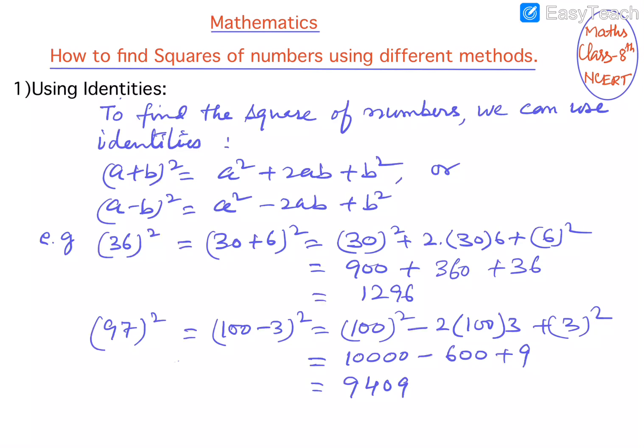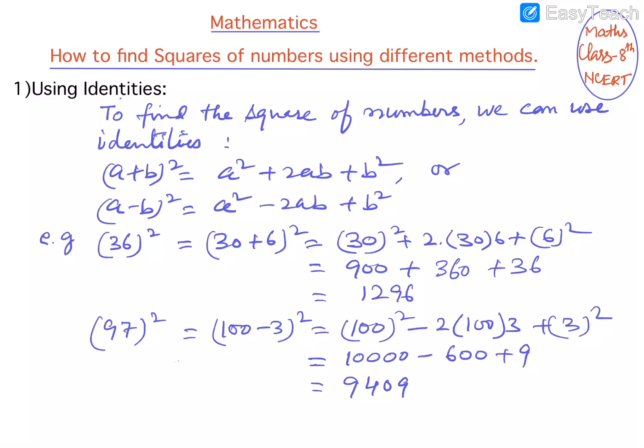Through this video we shall learn how to find squares of numbers using different methods. The first method is using identities. In previous classes we have studied some of the identities like (a + b) whole square and (a - b) whole square. To find the square of numbers, we can use these identities.